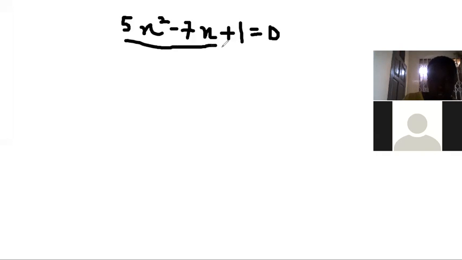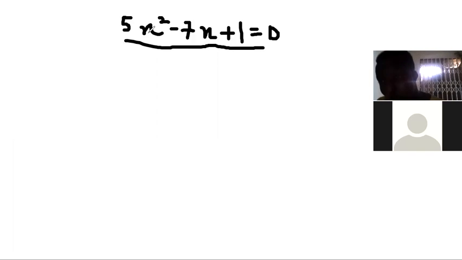So we are going to do this one. The first thing you are going to do is check the coefficient of x squared. Make sure that the coefficient of x squared is 1. Now, this one is 5. Because we want it to be 1, we divide 2 by 5.